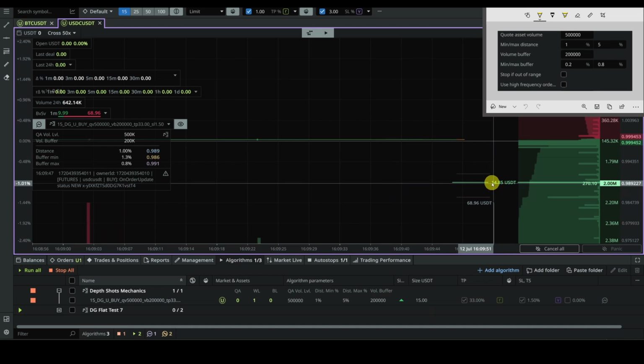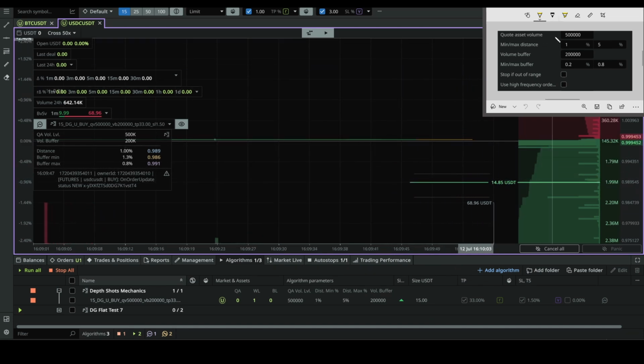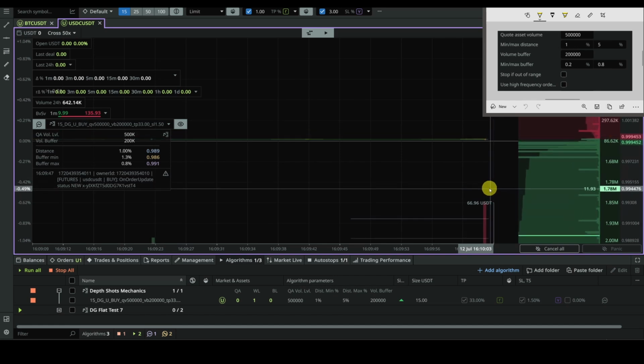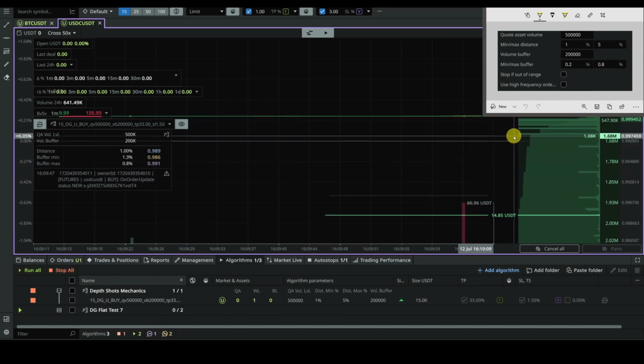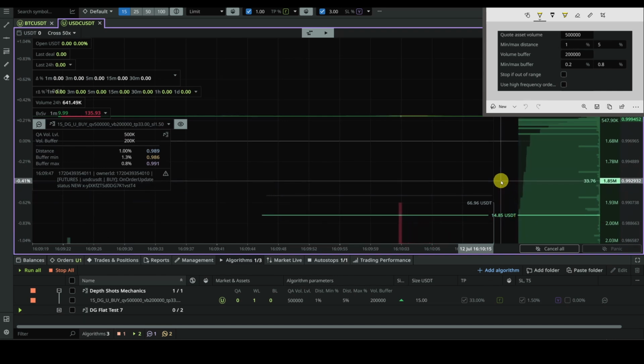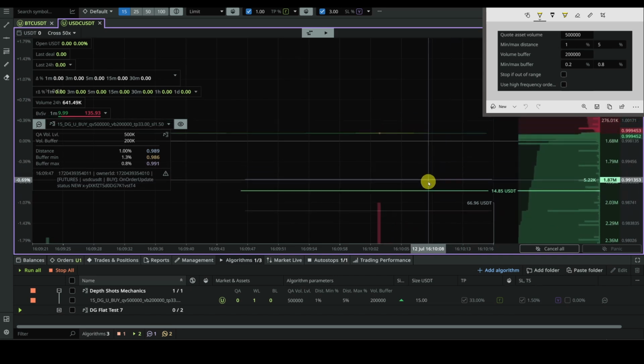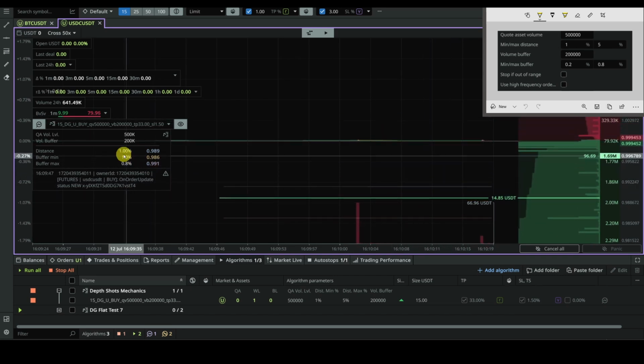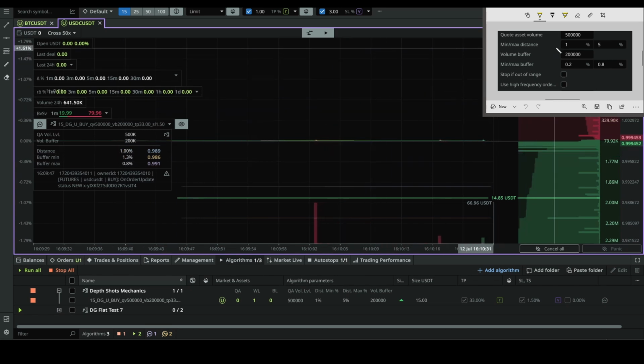Now let's figure out why exactly this order is right here. So what are the settings? The default for quoted asset volume was 500K. Well, let's see if we are anywhere near. And apparently not. We are more at 2 million. Why is that? Let me show you why. Because here we are at the distance of 1%. And it says it right here, minimum distance 1%.